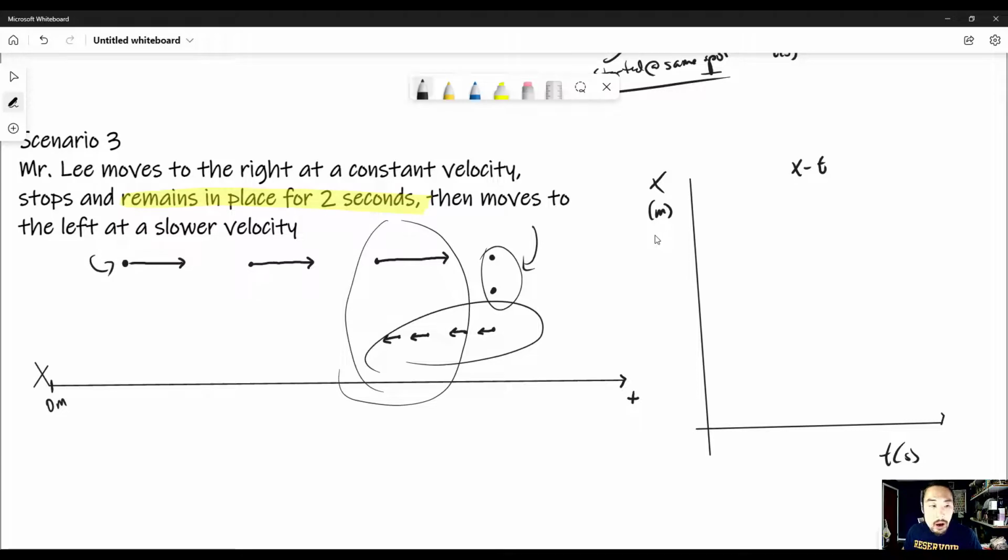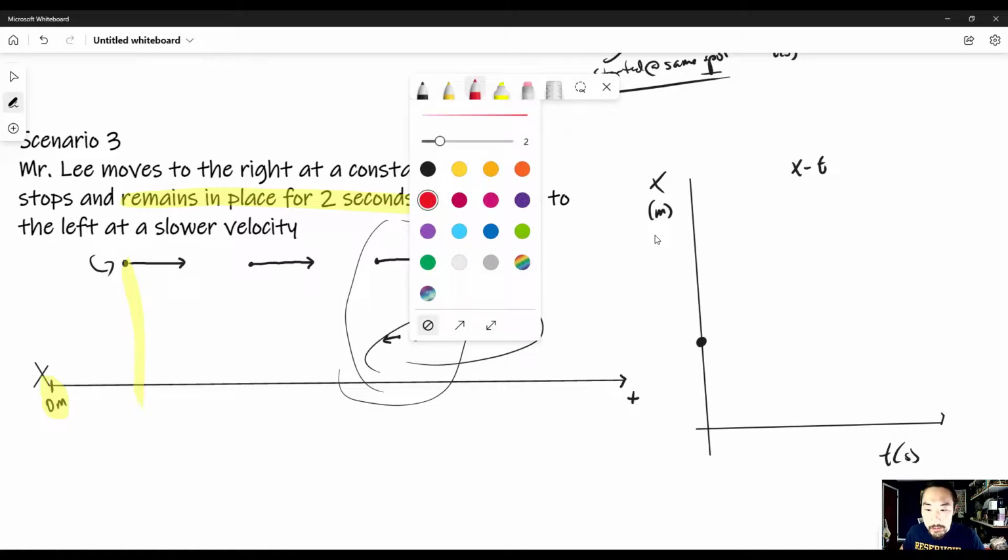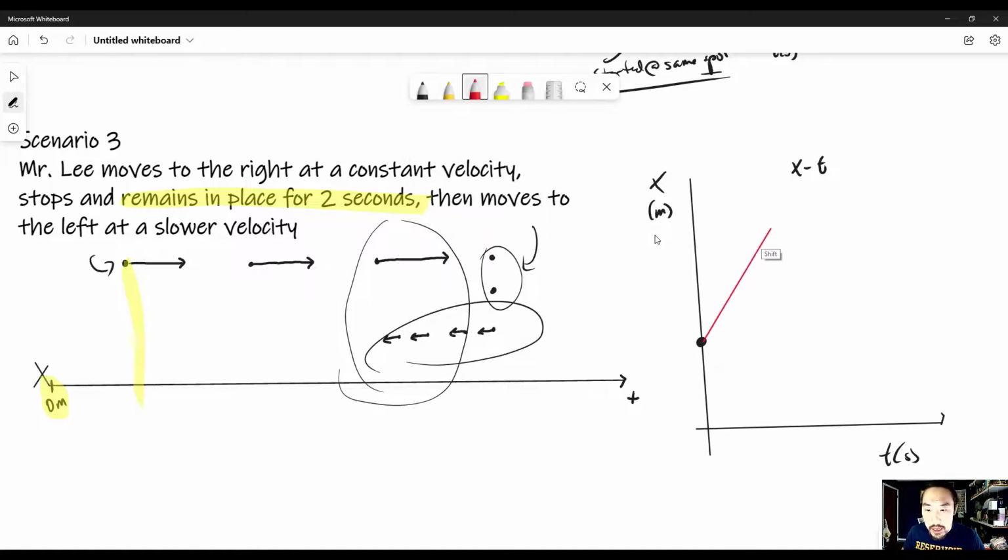All right, now for our position time graph, let's just do position in meters, and time in seconds. Always have a good title. If you remember, we did not start at the 0 meter mark. We started a little ahead of the 0 meter mark. So I'm going to represent that by starting off here. Let's do a different color, let's do red. I believe I was moving fast in the beginning.